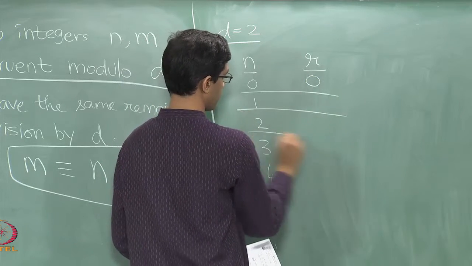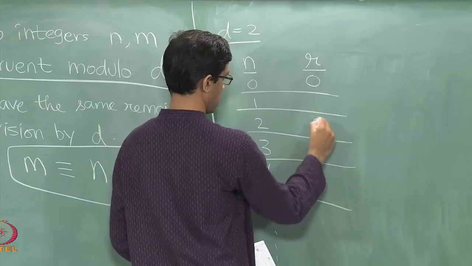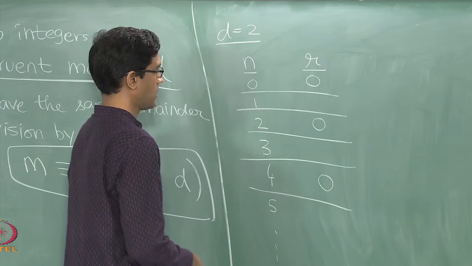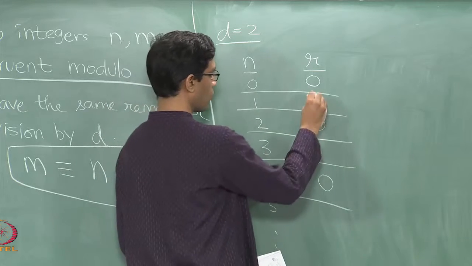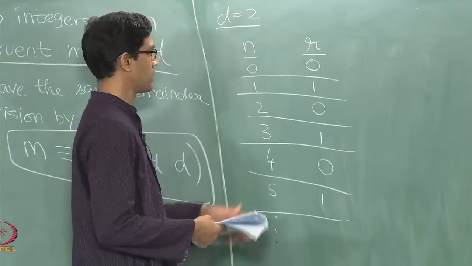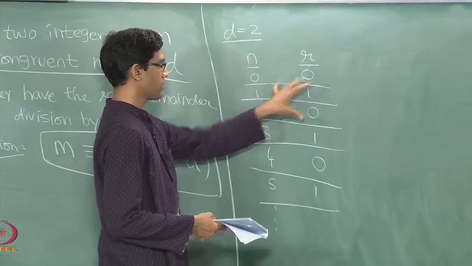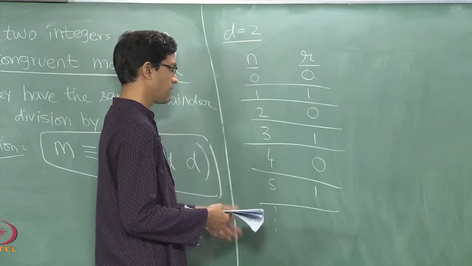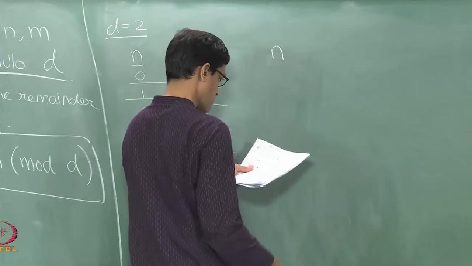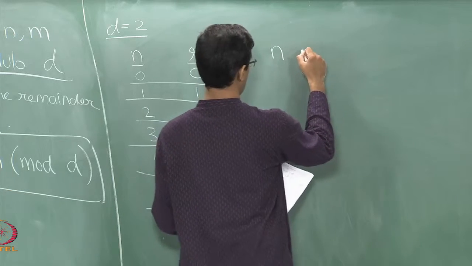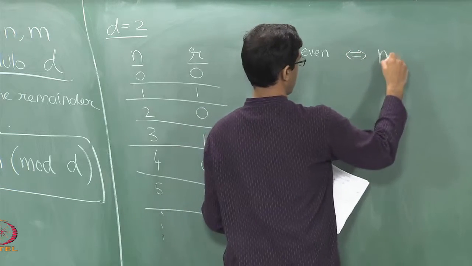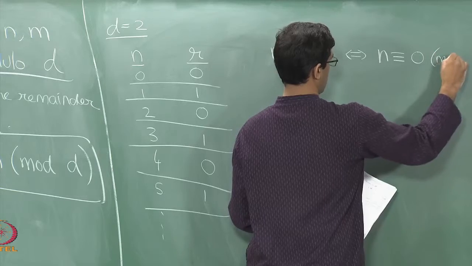So these would give me a remainder of 0 on division by 2 because they are all even numbers, whereas the odd numbers when I divide by 2 would give me a remainder of 1. So there are only two possible remainders, and if I collect together all numbers which give me a remainder of 0, that gives me the evens, and the ones with remainder 1 give me the odds. So observe that n is even if and only if n is congruent to 0 mod 2.